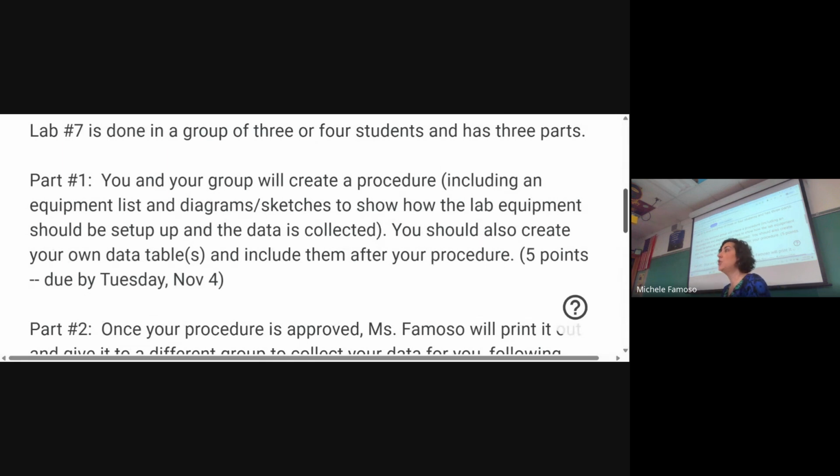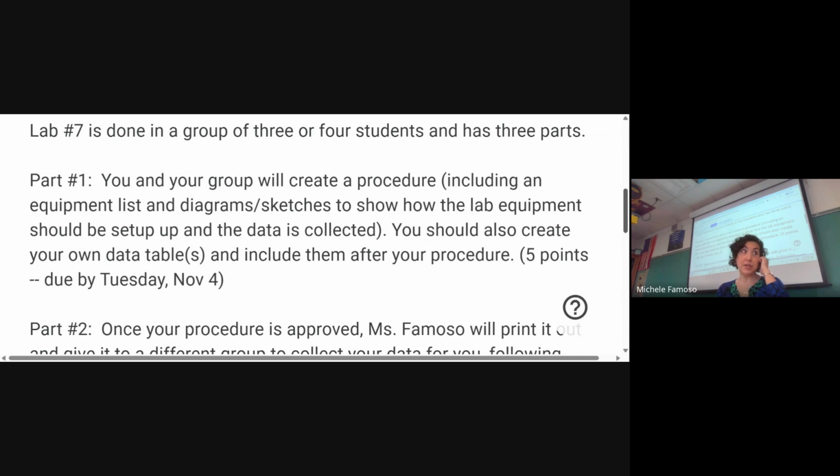Please understand, a procedure never talks about how to do a calculation in the lab. How are you collecting the raw data? That's it. No calculations whatsoever. The calculations you do with the data will be part of your analysis in part 2. But the people doing your lab are not going to do any calculations for you. They're just going to make the measurements that you ask them to make using the steps you outline. That's it. You follow? Okay.